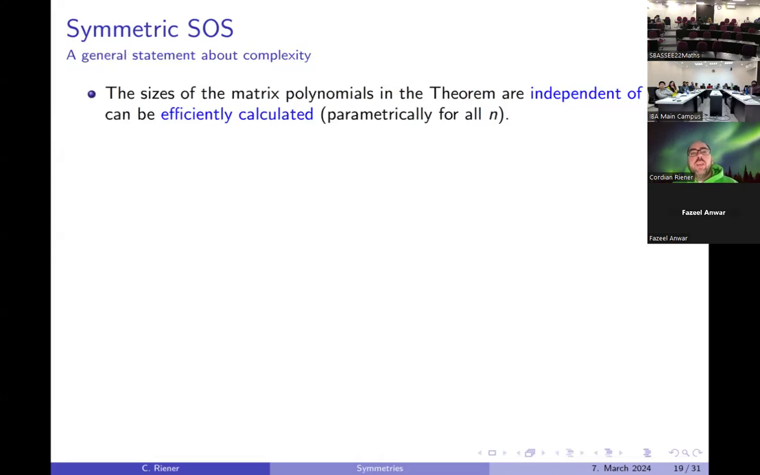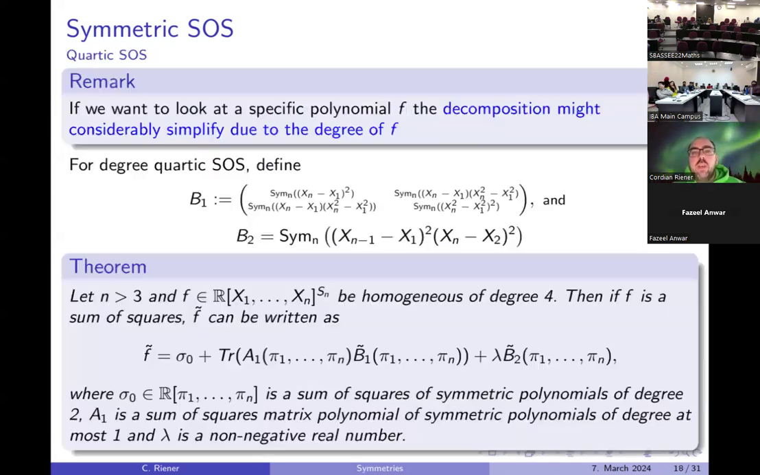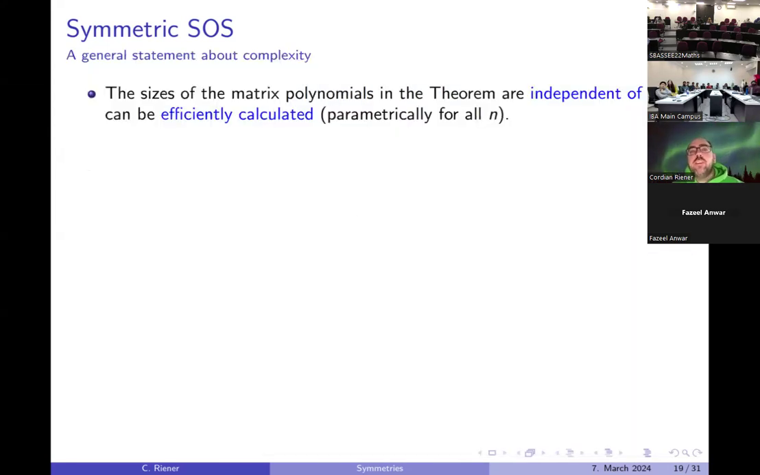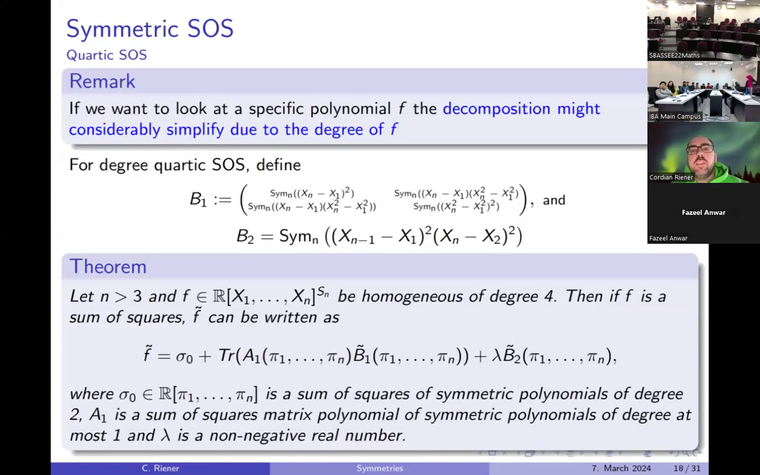The interesting thing is the sizes of these matrix polynomials that I gave in this theorem. Remember, this is a 2 by 2 matrix and this is a 1 by 1 matrix. What I'm claiming here, and I maybe didn't mention this well enough, is that the sizes of these polynomial matrices do not depend on n. They can actually be efficiently calculated because if you look at this symmetrization operator here, there's not much going on. It's just two variables all of the time. It's 4 variables here.